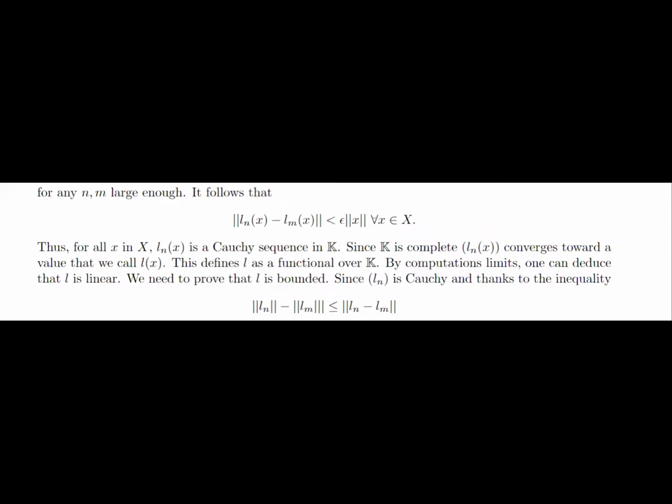If you don't know this inequality, you can do it in R. It holds for every distance. So I'll let you figure this out. This inequality holds. So here now a bar is missing too, right? A bar is missing here. And so from this inequality, what do I deduce? I deduce that the sequence norm of ln is also Cauchy.